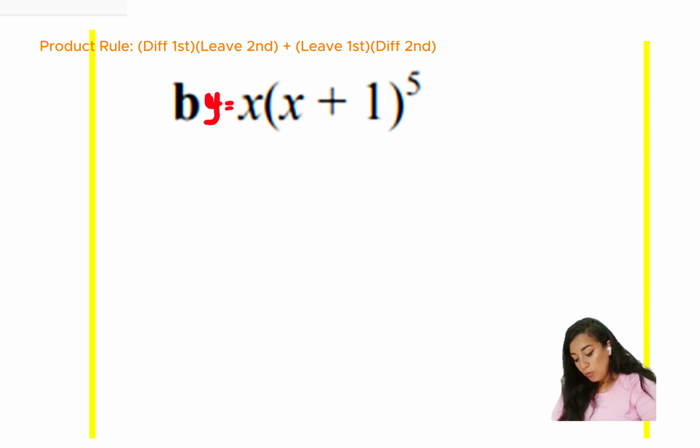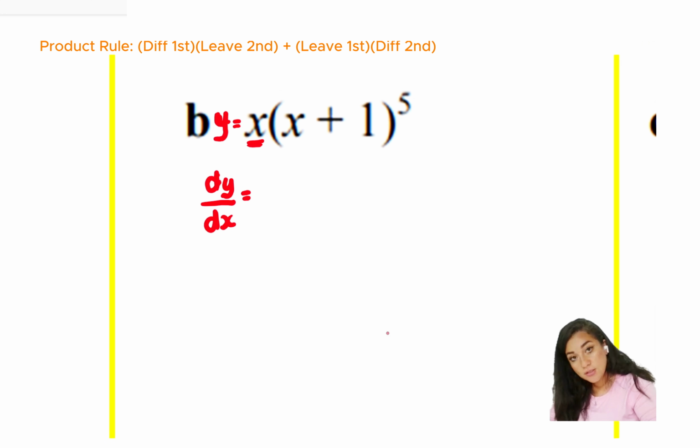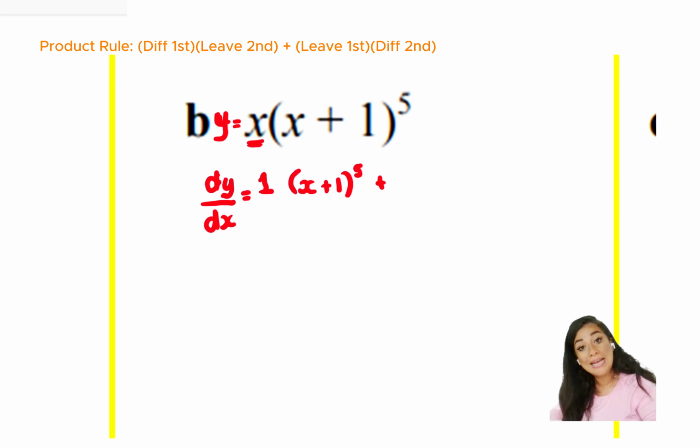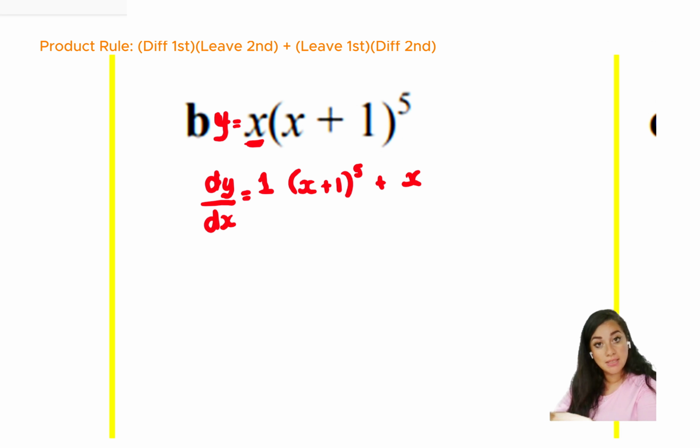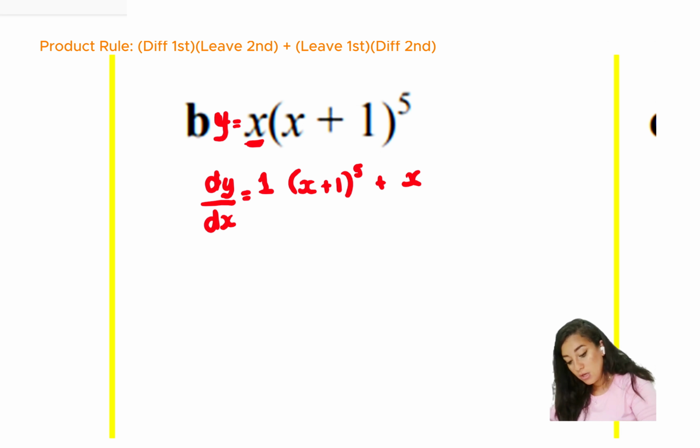So we've got x times x plus 1 all to the power of 5. We've got two things multiplied by each other. I can't even get rid of this other x. So product rule. Differentiate first, so I end up with just 1. Leave second, x plus 1 to the power of 5, plus leave first, which is x. Differentiate second. Now notice the second differential is a chain rule. The way I do chain rule is I differentiate the outside and then I differentiate the inside and take it out. You'd have learned it in a different way maybe, so just do whatever you feel comfortable with. So this is what I do.